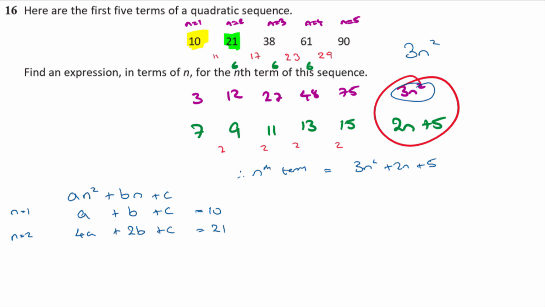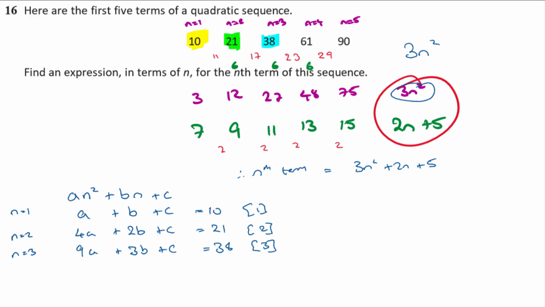Okay, and then when n is 3, n squared is 9, so that would be 9a plus 3b plus c, and that is equal to our third term, which is 38. So what we're doing is we're forming 3 simultaneous equations in a, b, and c, which we can then go on and solve simultaneously.